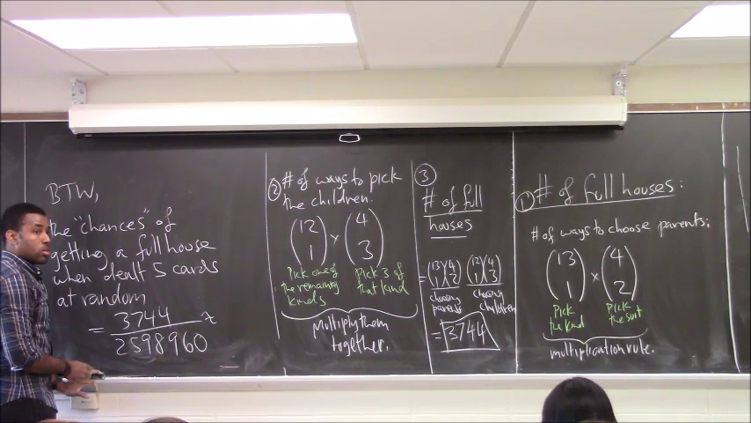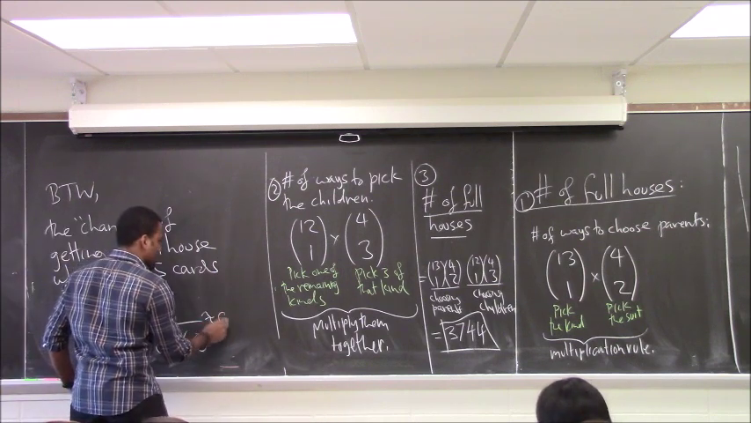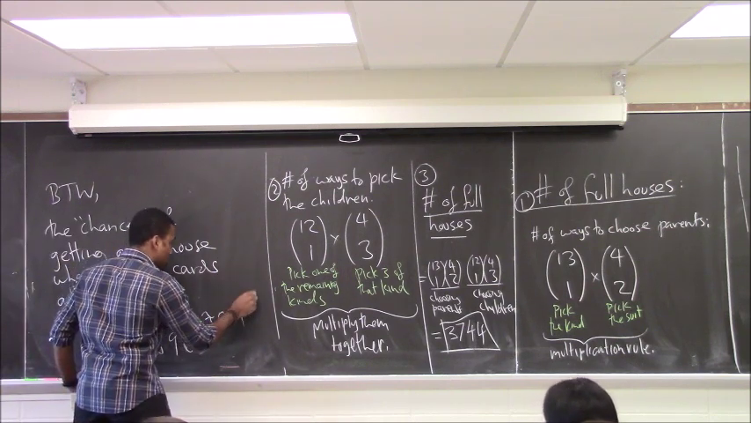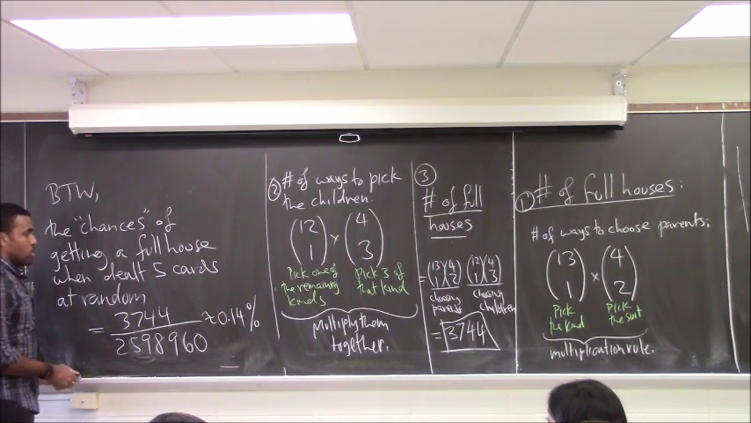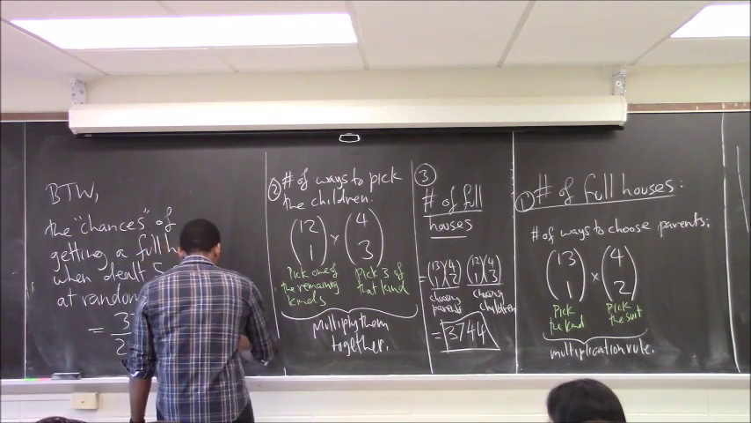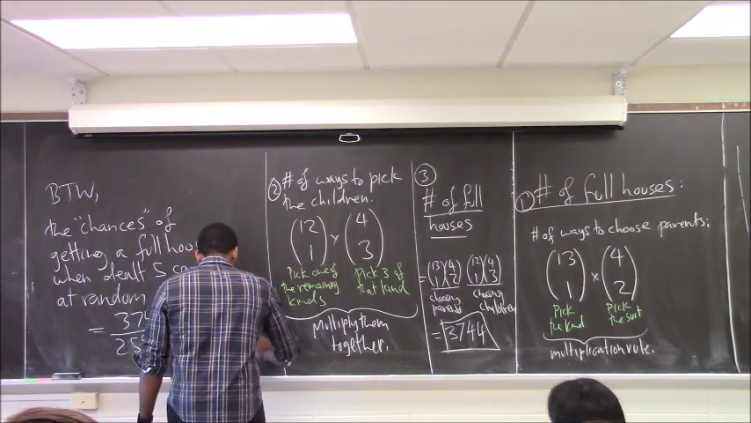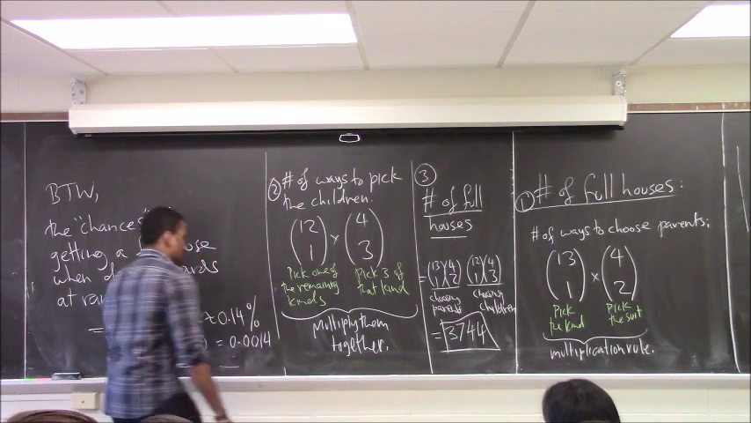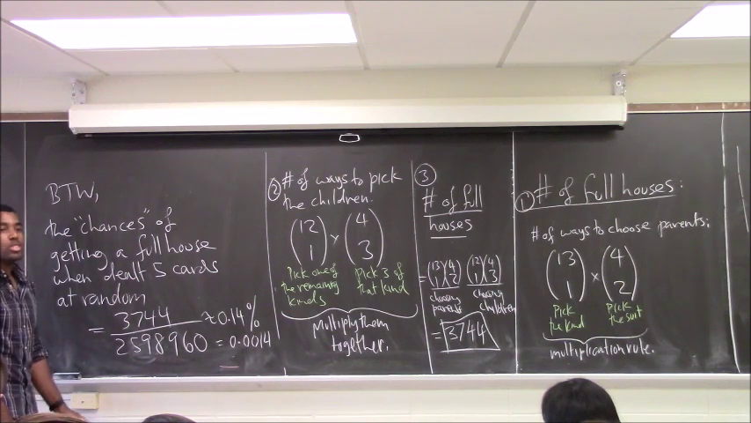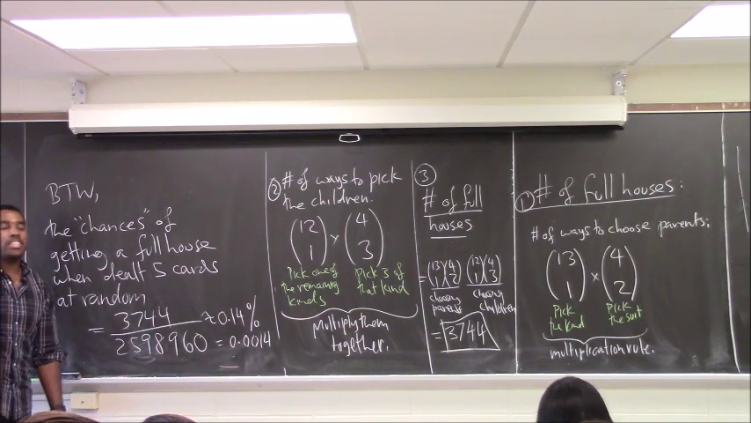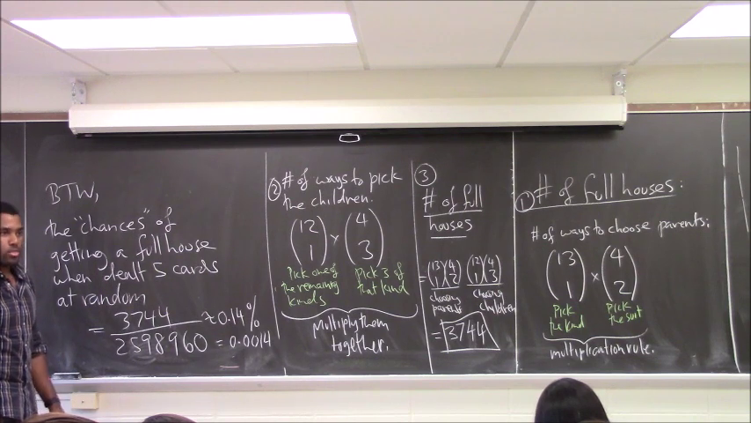0.14%. Which, if I were to write it as not a decimal, it's that. Which means on average, if you were to play a game of poker 10,000 times, roughly 14 of those times you would get a full house.